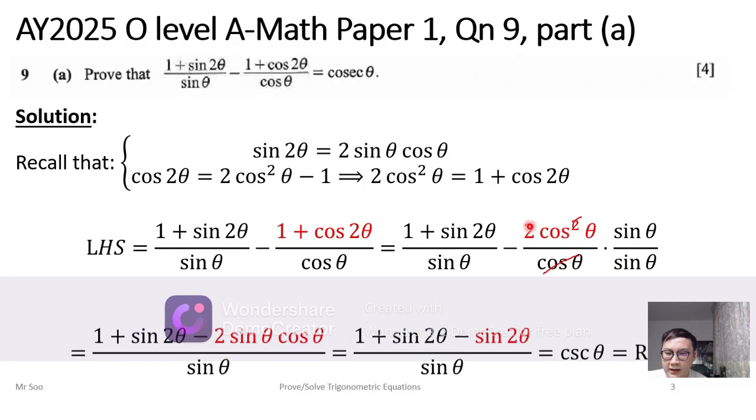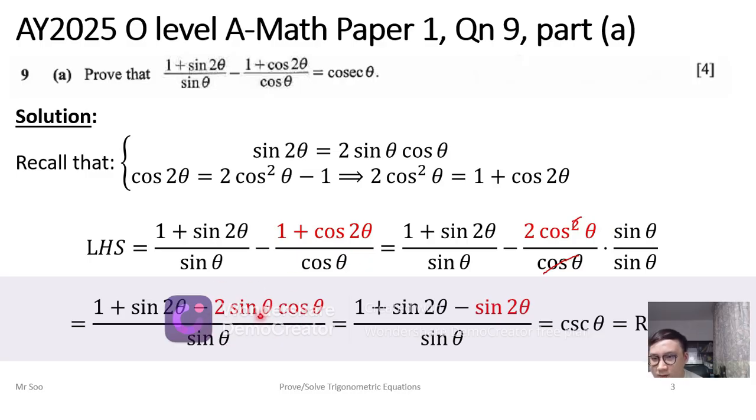Then if you look at 2 sine theta cos theta, what is it? It's your double angle identity for sine function, which is sine 2 theta, correct? Then you change to sine 2 theta. Then you realize that this sine 2 theta will cancel out with this sine 2 theta, which is 0. Essentially, you are left with 1 over sine theta, which is cosecant theta.